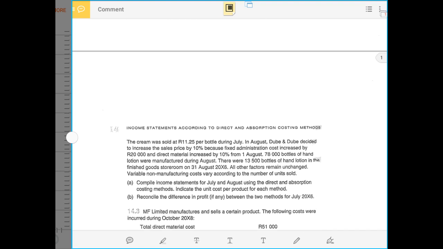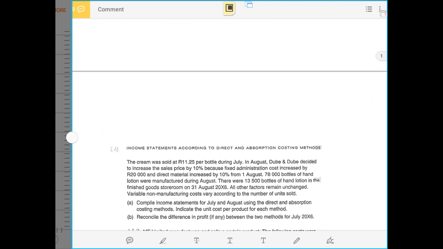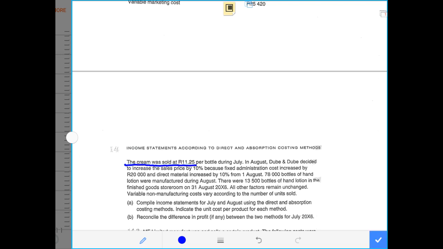And we proceed in the same note. They tell us in the next part that the cream was sold for 11 rand 25 cents per bottle during the month of July. So now this will be the selling price for the month of July. And they say in August. So now this is the next month, which is the month following the month of July.